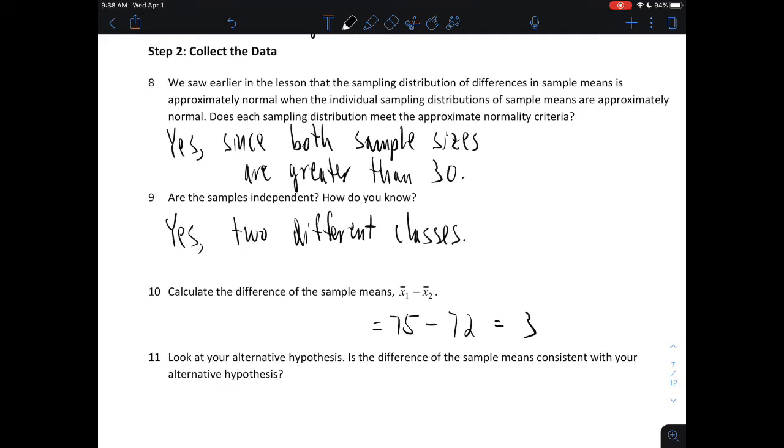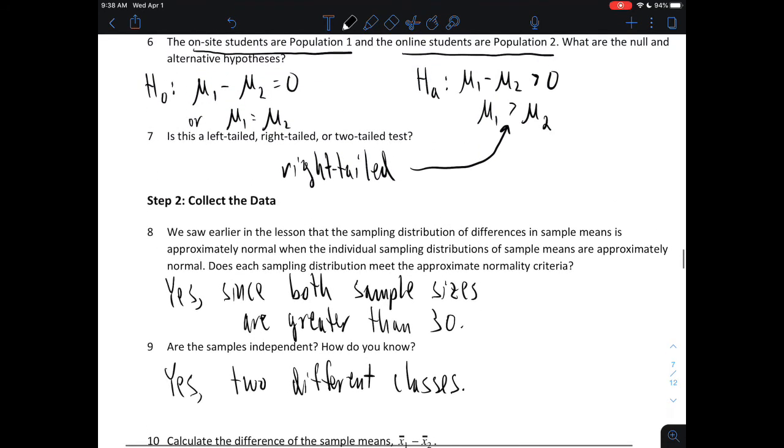Number 11, look at your alternative hypothesis. Is the difference of the sample means consistent with your alternative hypothesis? Meaning, the difference that we just found, 3, does it agree with what we wrote in our alternative hypothesis? And if we notice, the difference that we got is greater than 0. 3 is greater than 0.